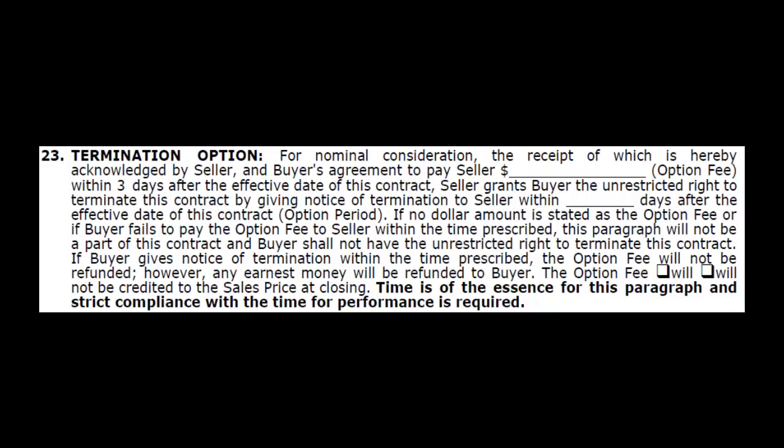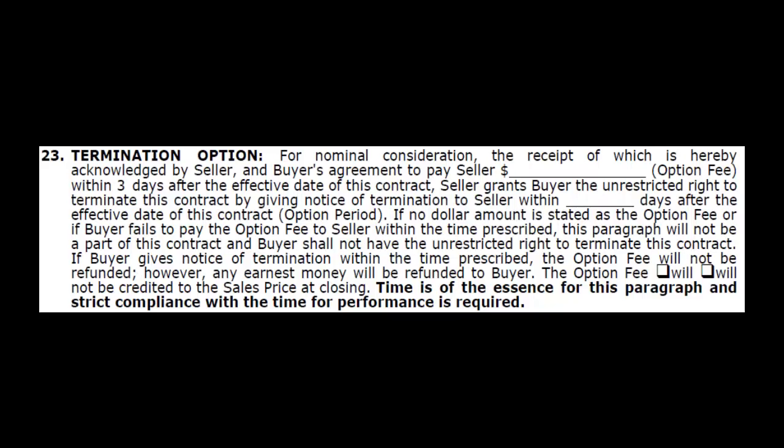Time is of the essence for this paragraph, and strict compliance with the time for performance is required. This is interesting to me, and this is kind of an eye-opening phrase here, that time is of the essence for this paragraph, and strict compliance with the time for performance is required. It's crazy to me that time is not of the essence for the entire contract.